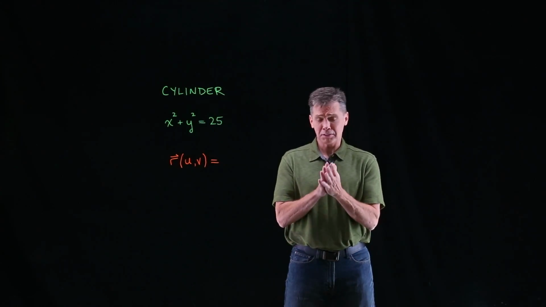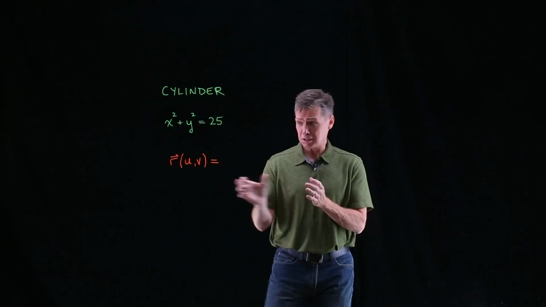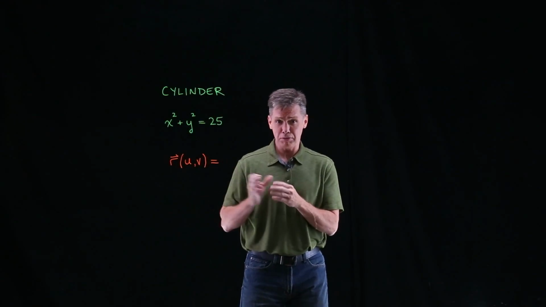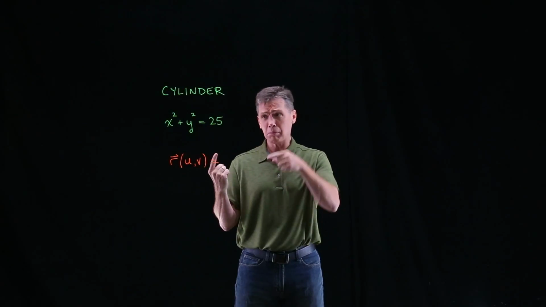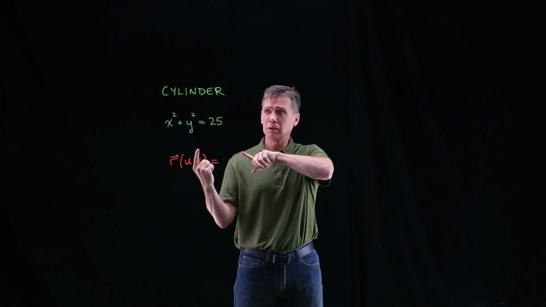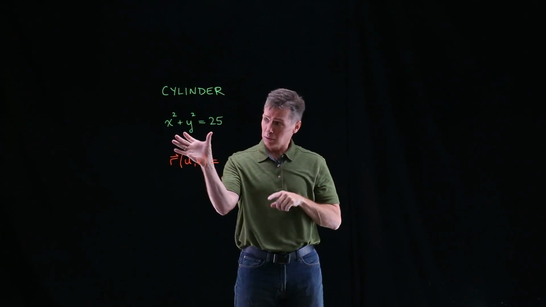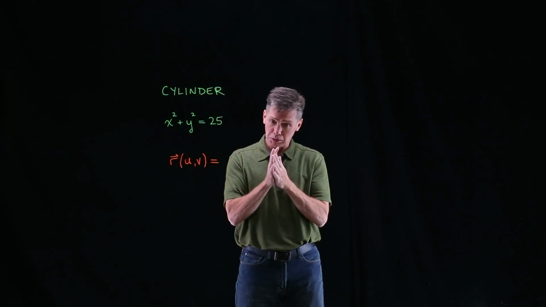In this problem, they ask us to find a vector-valued function, that's going to be this r of u, v for me, whose graph would be the indicated surface. So in this problem, that surface that they give me ahead of time is a cylinder with this equation, x squared plus y squared equals 25.